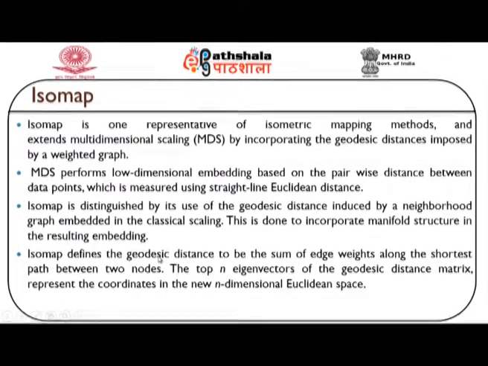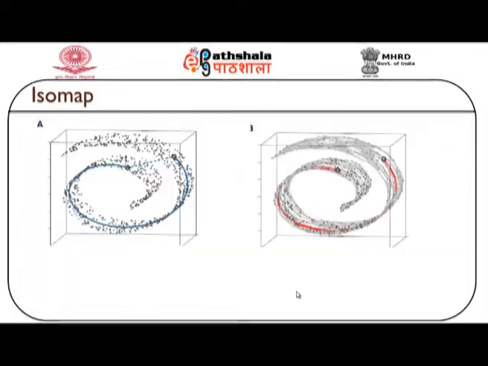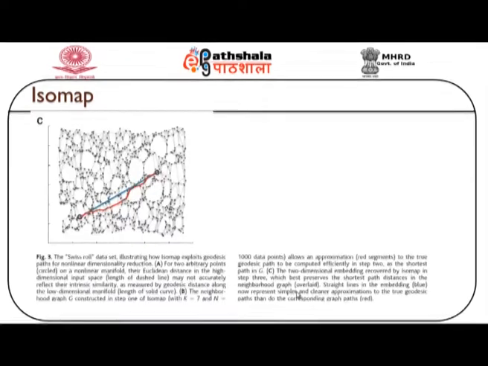So, the isomap defines the geodesic distance to be the sum of edge weights along the shortest path between two nodes. The top n eigenvectors of the geodesic distance matrix represent the coordinates in the new n-dimensional Euclidean space. So, this is an example of an isomap of a data set. If you look at the Swiss roll data set, it illustrates how the isomap exploits the geodesic path for nonlinear dimensionality reduction.